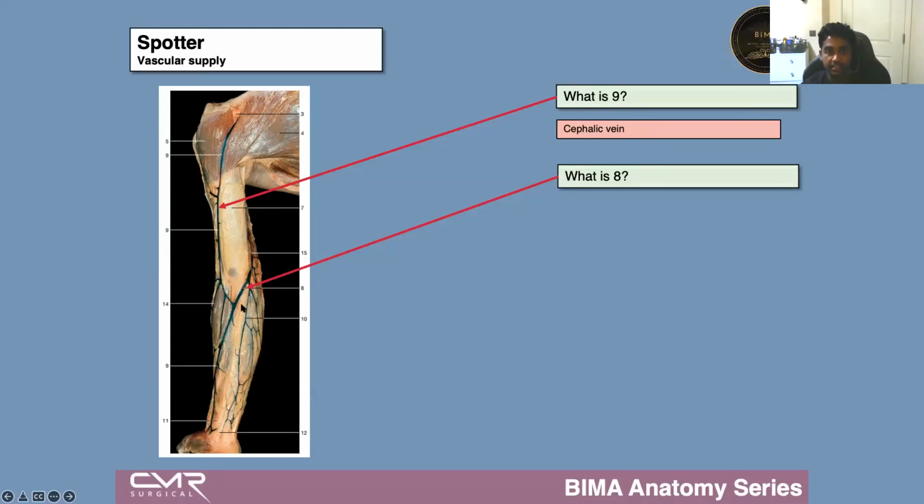And then 8 is our median cubital vein, and the median cubital vein is the vein we're all taught in preclinical and also our clinical skills tutorials on how to do venipunctures with, but then no one actually has a very nice median cubital vein, and if they do, then you are very, very blessed that day. So yeah, so that's all the spotter questions.